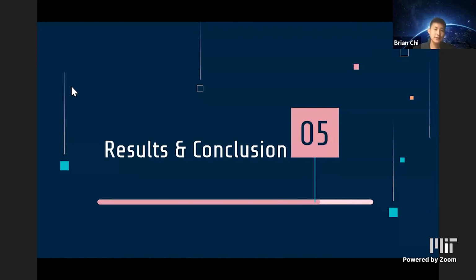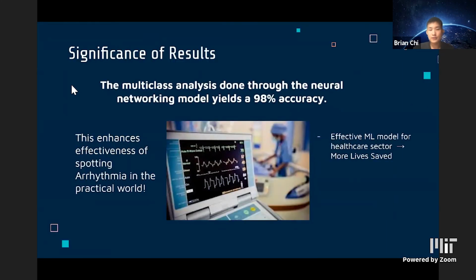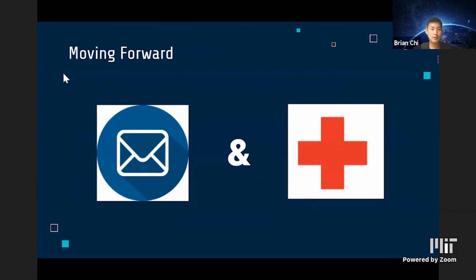So finally, the results and conclusion of our final project. The result, specifically the 98% validation accuracy from the neural network, was significant because the high accuracy of our model is directly related to the effectiveness of the model in the real medical background. The higher the accuracy, the more effective the model will be to spot arrhythmia and prevent potential heart failures, which would then result in saving more lives.